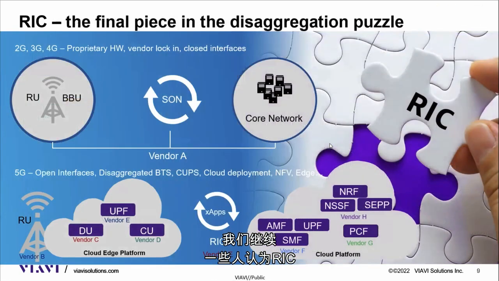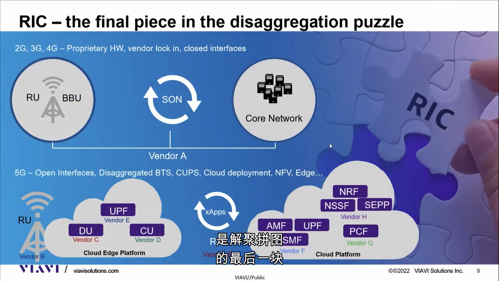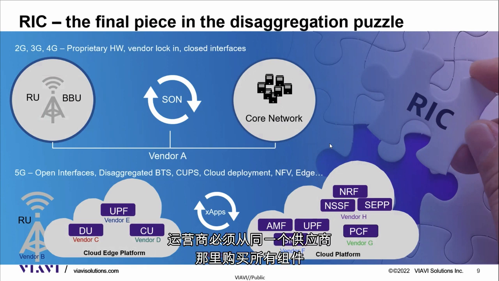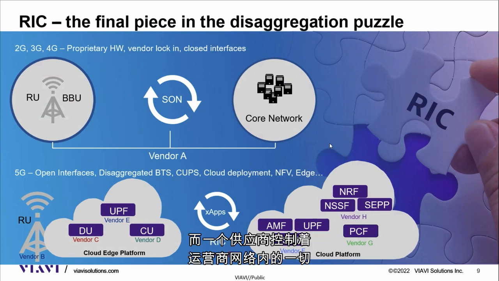So moving on, the RIC, some people think, is the final piece in the disaggregation puzzle. And what we mean by that is, if you look at the top part of this diagram, this is where we've come from. So 2G, 3G, and 4G generations consisted of mobile equipment where vendor lock-in was the norm. So you had proprietary hardware, you had proprietary interfaces, you had no interworking between vendors. Operators had to buy from the same vendor for all components, and one vendor controlled everything within an operator's network.